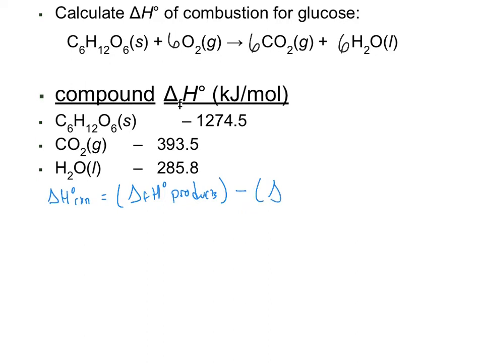minus the delta H of formation of our reactants. And so let's look first at the delta H of formation of our products. We can see that we have 6 carbon dioxide molecules, and we're given the delta H of formation of CO2 in the problem. And so we have 6 times that negative 393.5. And we also have 6 waters.